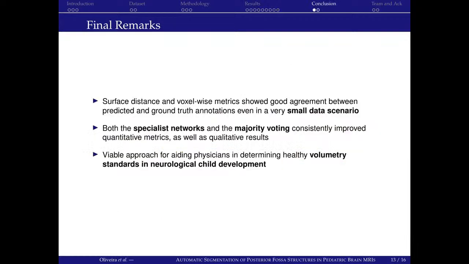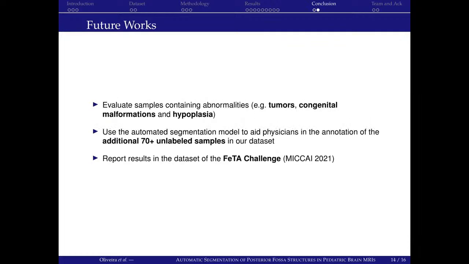As our final remarks, we observed that the agreement between ground truths and predictions was high even in a very small data scenario with only 32 samples. Also, the use of specialist networks and majority voting proved to be a highly successful strategy for the segmentation of posterior fossa structures. At last, given the accuracy of the volumetry predictions, our pipeline could be used to define volumetry standards for healthy pediatric neurological development. Future works include the analysis of developmental abnormalities in our dataset, gathering additional unlabeled data from Instituto da Criança for the creation of the volumetry standards, and testing our pipeline on the recently published FETA challenge.